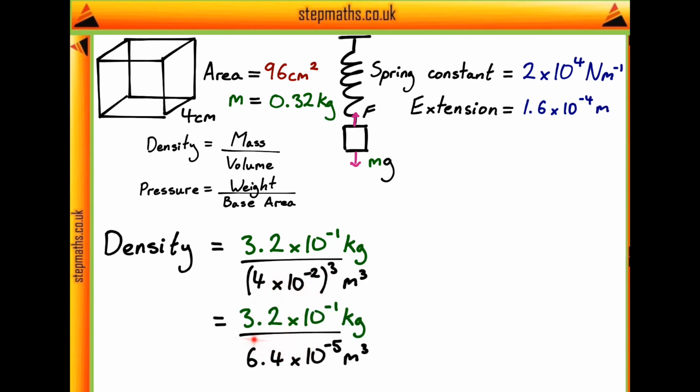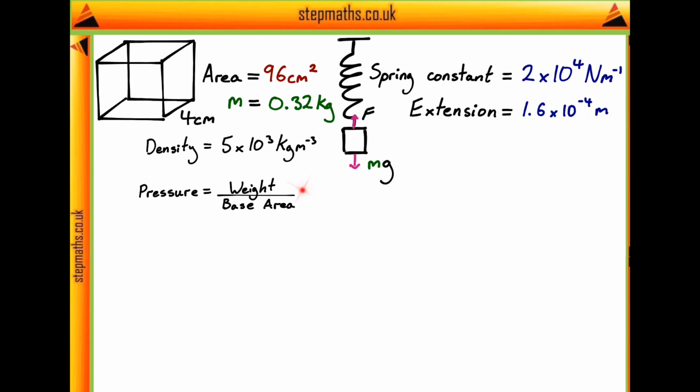Now if we do go ahead and cube these two things in the bottom bracket, and simplify it a little bit, then we get that the density is equal to our 3.2 times 10 to the minus 1 kilograms divided by 6.4 times 10 to the minus 5 metres cubed, which we can just go ahead and cancel out our 3.2 and our 6.4 and our powers of 10 to get a density of 5 times 10 to the 3 kilograms per metres cubed.